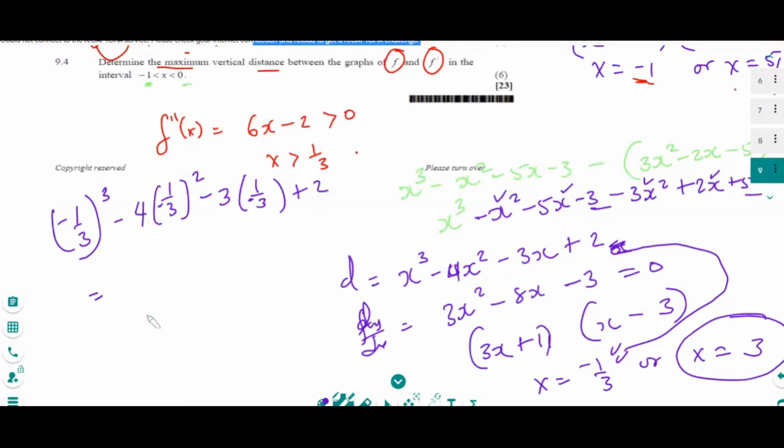Guys, next 10.2. A and B are 2 independent events. Keyword here, independent. What do we know about independent events? The probability of A and B is given as the probability of A times the probability of B. Okay, they're telling us probability of A is this, probability of A or B is this, calculate probability of B.